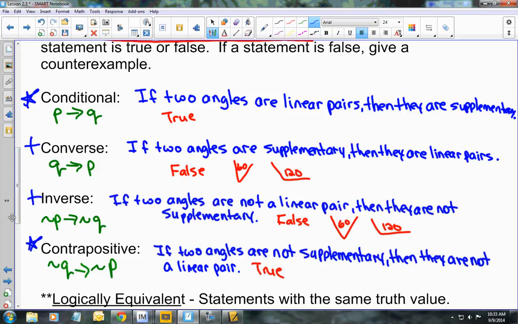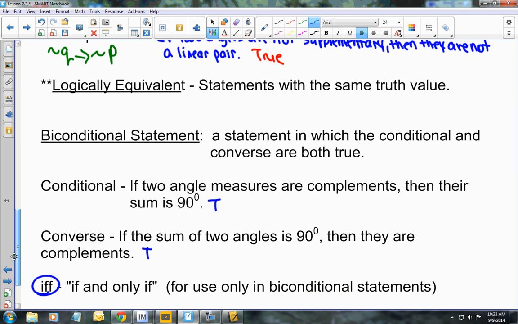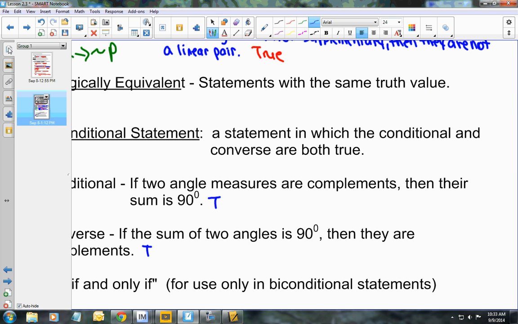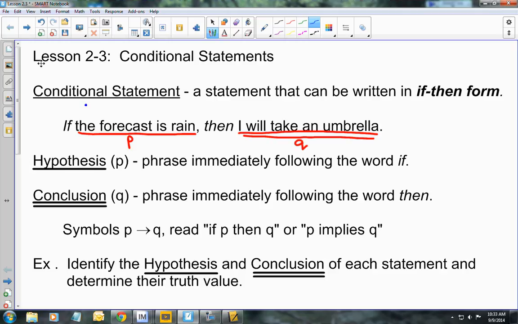Remember that your conditional and your contrapositive are logically equivalent. They're going to have the same truth value as is your converse and your inverse. Okay, we just talked about what it means to be biconditional. And then on the first page, we talked about how to identify the hypothesis and the conclusion. Okay? Alright, are there any questions?